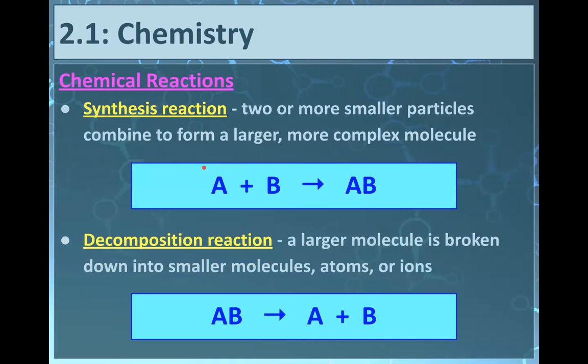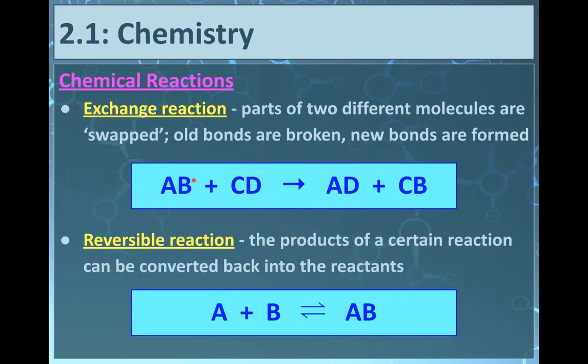Okay, if we have chemical reactions, a synthesis reaction is when we have two smaller atoms or molecules that are going to bond together and form a larger molecule. A decomposition is going to be the opposite, where we have a larger molecule and it breaks apart into two smaller molecules or atoms. In an exchange reaction, we have two different molecules that are essentially changing parts of themselves, okay? So if we have A, B, and C, D, then B and D switch sides, and now we have A, D, and C, B.